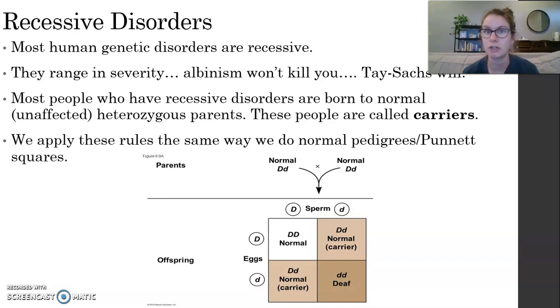With a dominant disorder, you cannot have a carrier, because if they have one copy of that allele, then boom, they have it. They do range in their severity. For example, being albino is not going to kill you. However, Tay-Sachs will kill you. So they can be harmless and not so harmless. Most people who have recessive disorders are born to carriers. The parents had no idea that they carried this potential to have this trait.